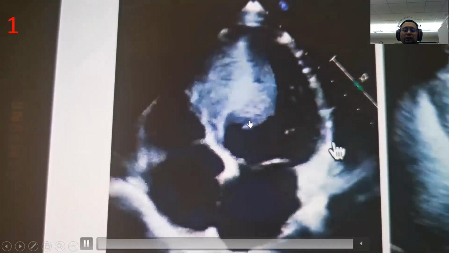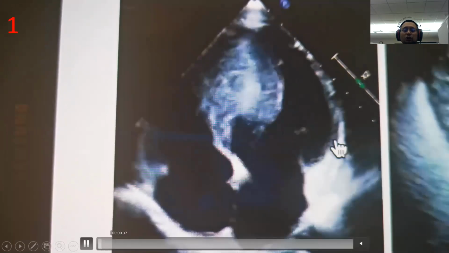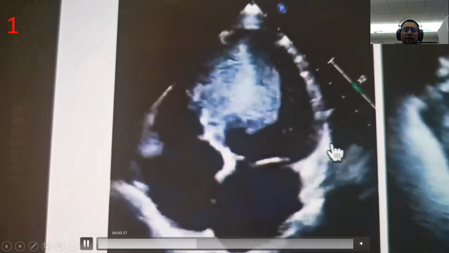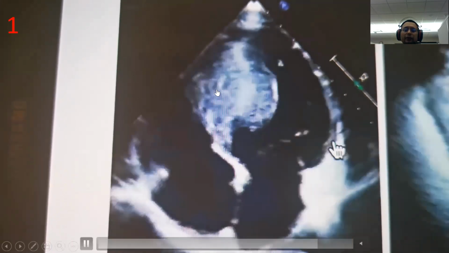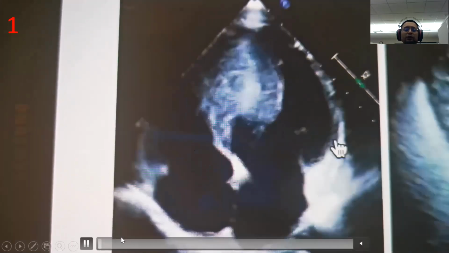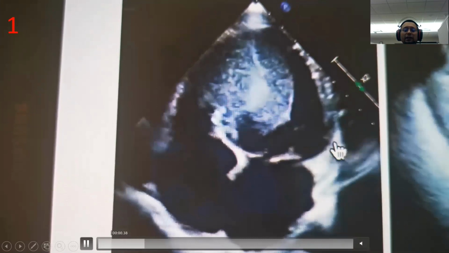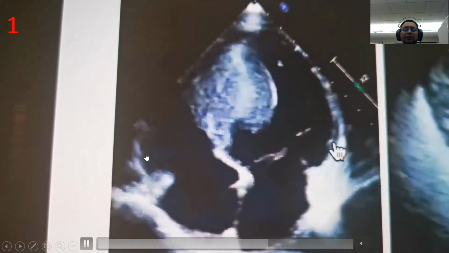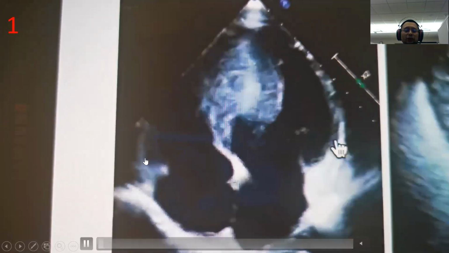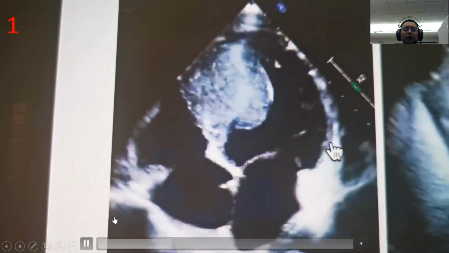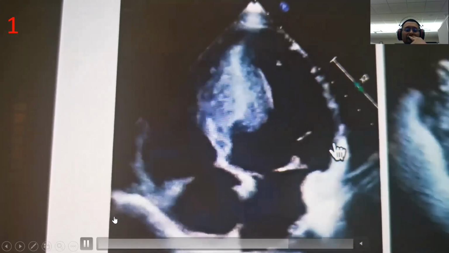So what type of sarcoma? If this is a sarcoma, what is the most common primary malignant tumor of the heart? Rhabdomyo. Yeah, the most common primary malignant tumor of the heart is angiosarcoma, okay? But Precious, you are correct. You see that this is a rhabdosarcoma. How do you know that? Why do you think that this is rhabdo rather than the other sarcoma?